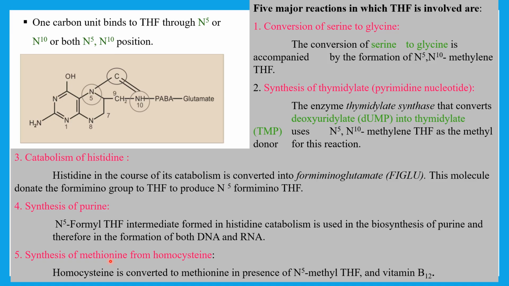Then the synthesis of methionine from homocysteine. The only difference between methionine and homocysteine is one methyl group. Homocysteine is converted into methionine in the presence of N5-methyl tetrahydrofolate and vitamin B12. The methyl group is loaded onto the tetrahydrofolate, which acts as a donor and gives the methyl to homocysteine, and that's how homocysteine is converted to methionine. Vitamin B12 acts as a facilitator.